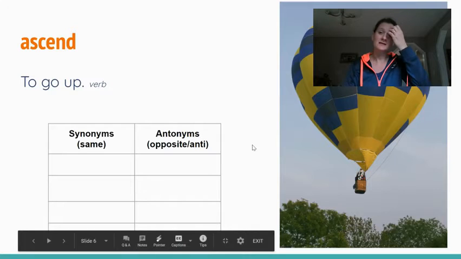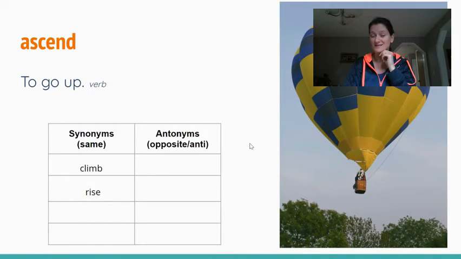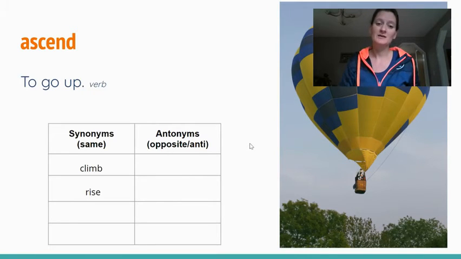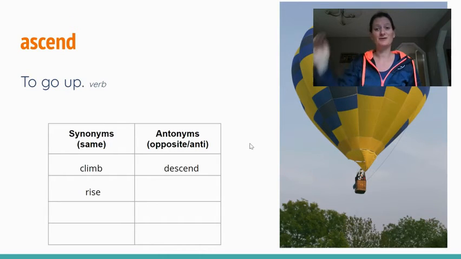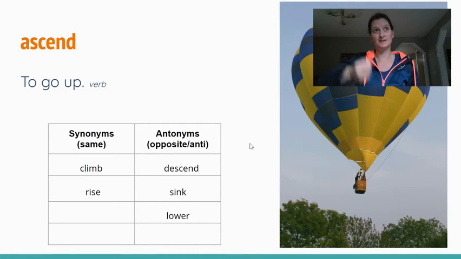Okay, so let's think about the word ascend. Some synonyms for ascend would be climb, rise. Both of those words also mean to go up. And when we're thinking about antonyms, well, we know descend is to go down, and to sink is also to go down. And maybe you can think of some other words that would be the opposite of going up, like lower, to lower something down.